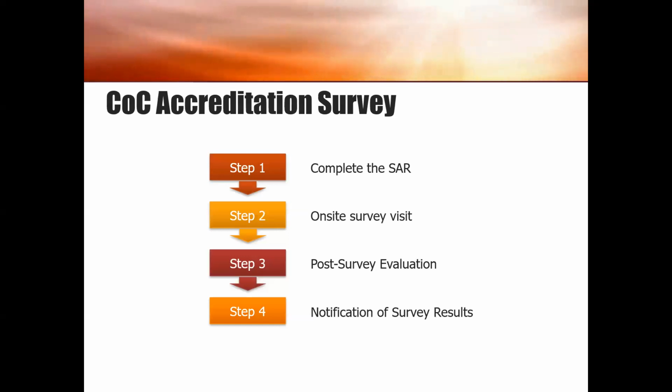Last but not least, the facility will receive notification of their survey results, also known as the performance report. This is sent via email within 45 days following the completed on-site survey visit. A program may appeal the findings for any standard or the accreditation awarded within 30 days of receiving the performance report. So the appeal must start within that 30-day period.